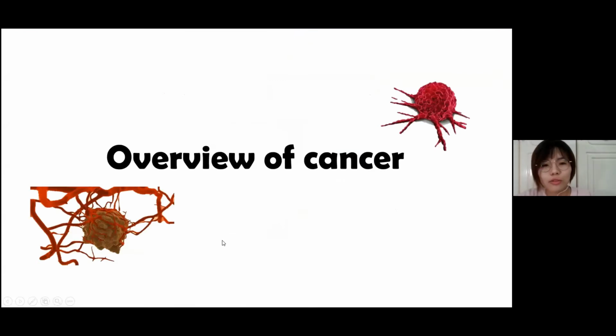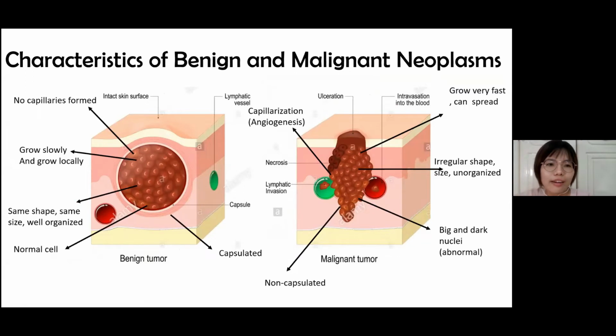Okay, let's go to the overview of cancer first. Let me do some introductions on what cancer is all about. Roughly, we are going to look at the characteristics of benign and malignant neoplasms and what the difference is. As physiotherapists, we don't need to know a lot of the pathophysiology or histopathology about the features of cancer, but it's nice to know so we can explain to our clients or patients. So I will roughly go through it.